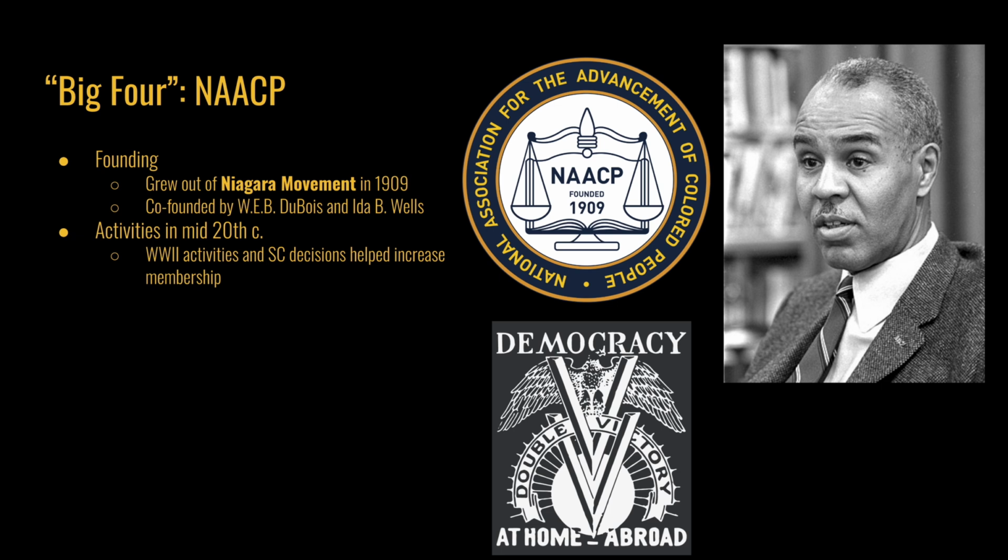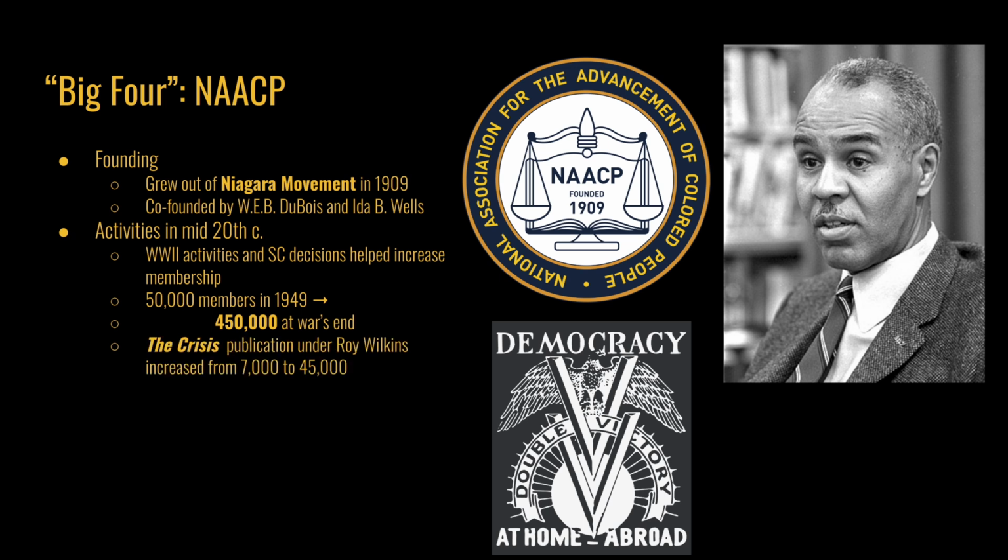At the start of the 1940s, the NAACP had only 50,000 members, and by the end of the war, their membership had grown to 450,000. Similarly, the NAACP's publication, The Crisis, saw a substantial increase in circulation under the leadership of Roy Wilkins, growing from 7,000 issues per month to 45,000.